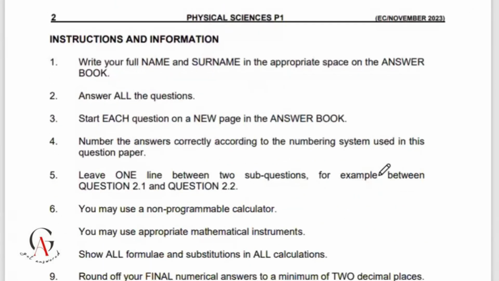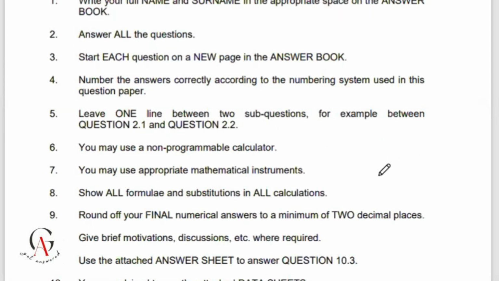So the format of the paper is we have instructions and information whereby all questions must be answered. Every section should be started on a new page. Numbering answers correctly according to the numbering system used within the question paper is paramount. Spacing your work can also be done. For this paper, you will need the help of a calculator, and instruments, basically a ruler that we might need.